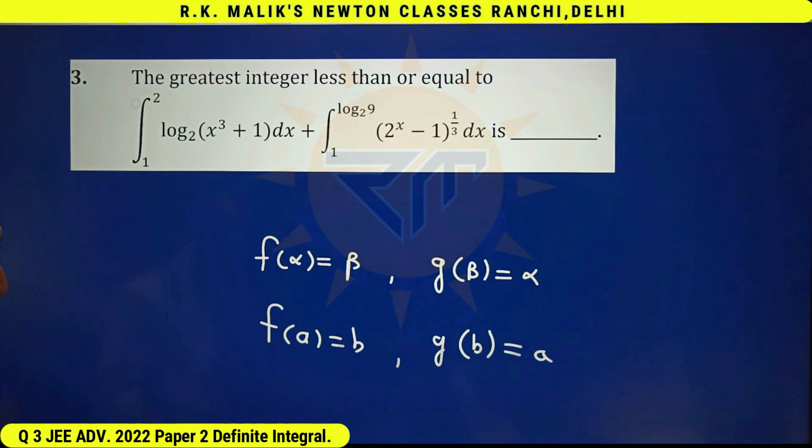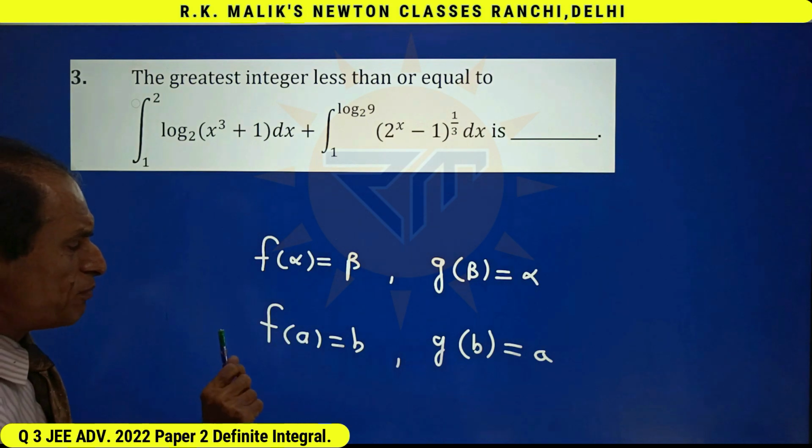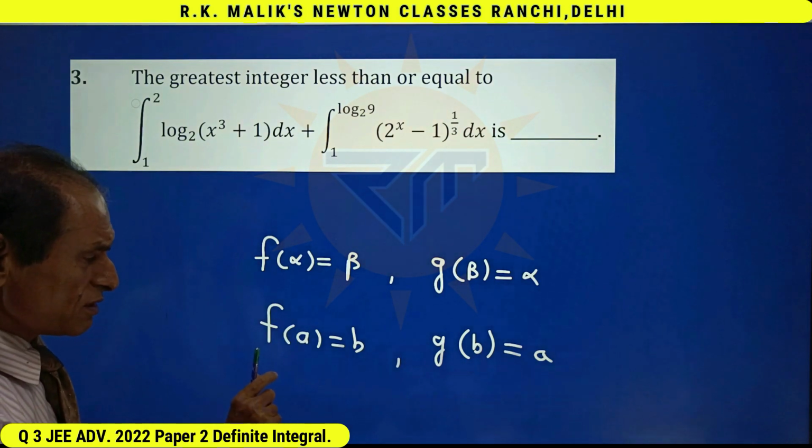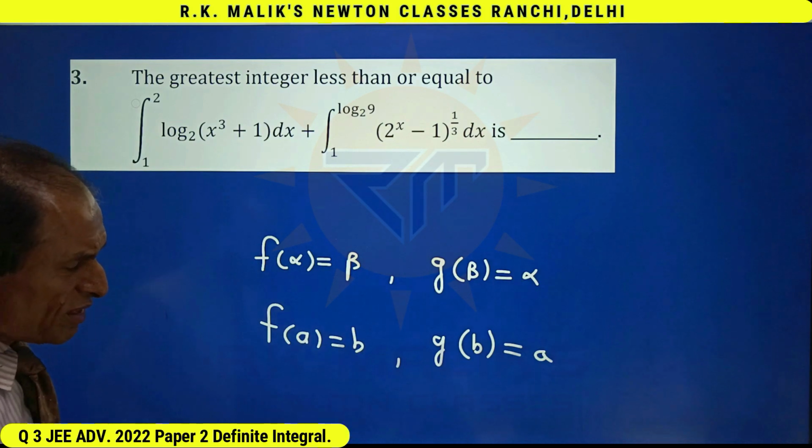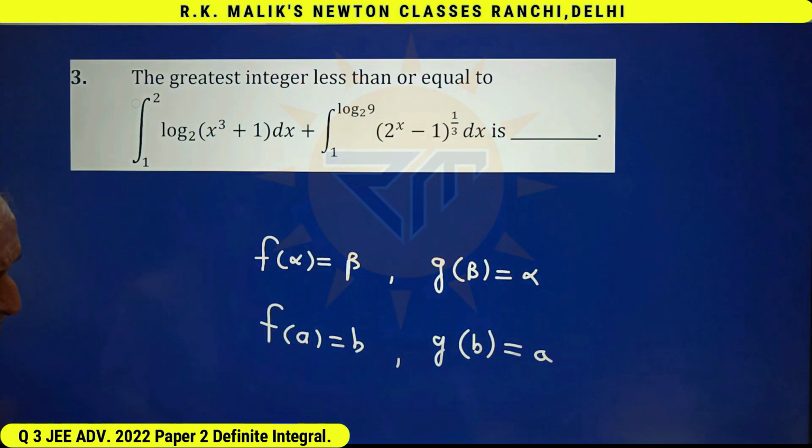I'm not saying a and b are any two real numbers in their domain. I just say suppose a and b are two real numbers such that f(a) is equal to b and g(b) is equal to a, then immediately this thing should arise in our mind that f and g may be inverse functions of each other. The reality of this, you can check with the concepts you have studied.